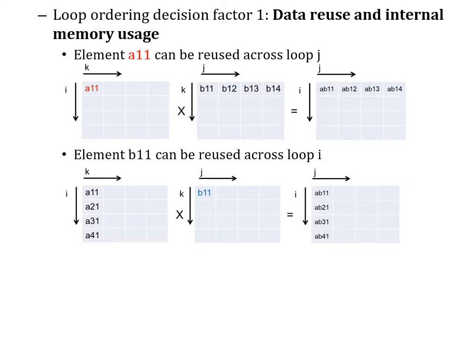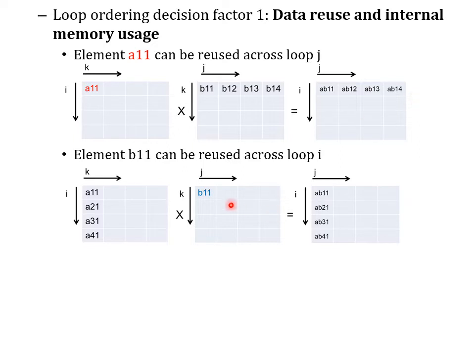So the first thing you should consider when deciding on the loop ordering is the data reuse and the internal memory usage. Let's pick a specific element to figure this out, A11. So A11 can be reused across loop J. That is, it'll be multiplied with the B11 to produce a part of AB11, and the A11 will also be multiplied with the B12 to produce a part of AB12, and so on.